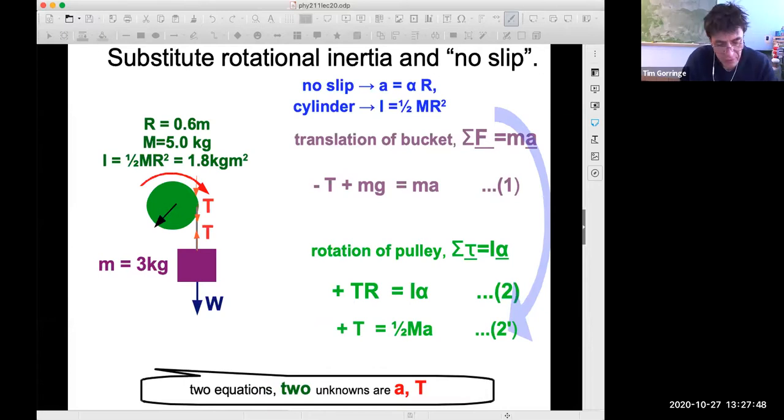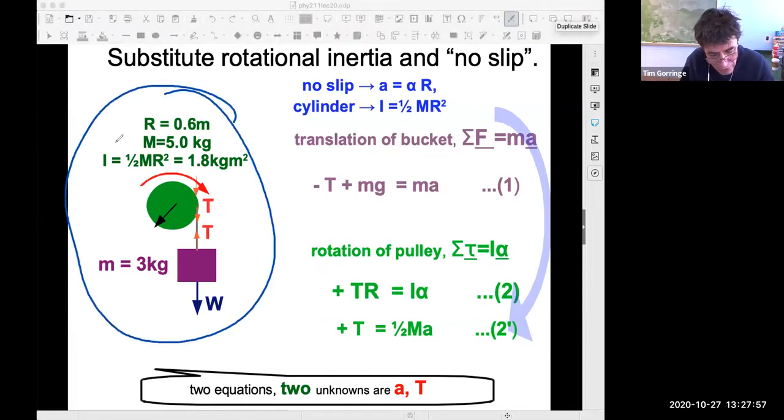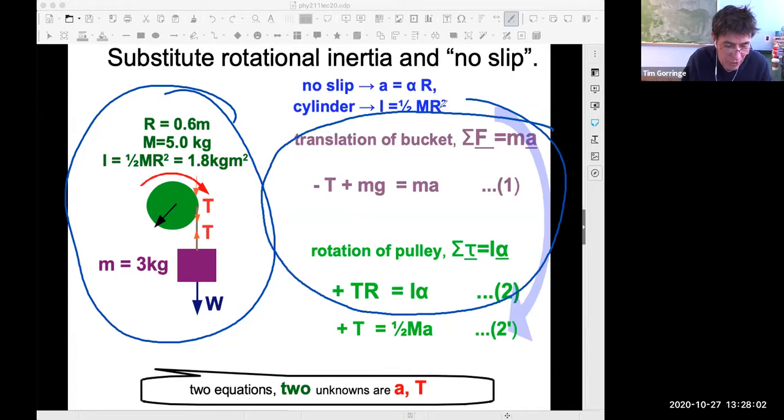On the next slide, most of it I just stole from the previous slide. You'll recognize it. Here's the diagram. I just reproduced that. Here are the laws of motion, rotational, translational. I just reproduced that. But I added a couple of things. Here they are upstairs. I added this relationship that we discussed between translational and rotational motion, that the linear acceleration of the bucket, A, and the angular acceleration of the pulley, alpha, are related to one another through the radius of the pulley.